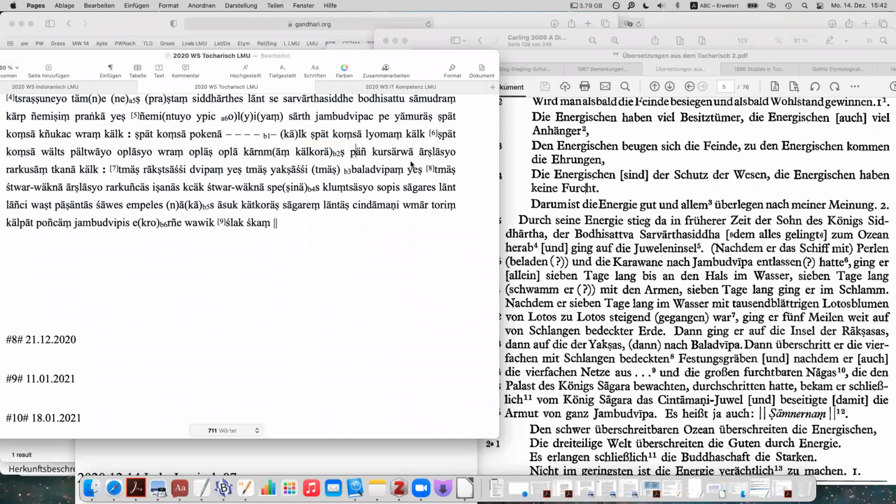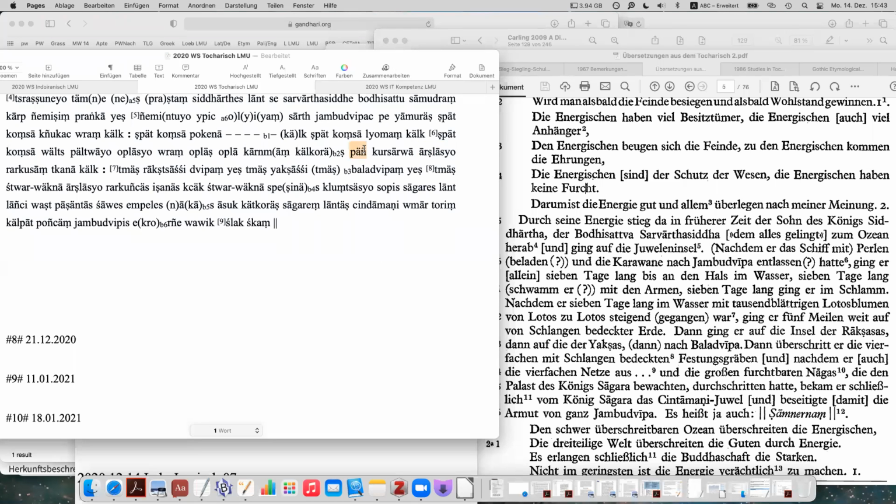So pen kursawa arshlasio rar kusan tkana kirk. So he walked on the ground. So tkana is actually ground, appellative. And then this ground has an attribute. It's called lar kushan arshlasio. So covered by the snakes. And the snakes are pretty, I think, poisonous snakes. And for 5 miles, a course walk is 5 miles.